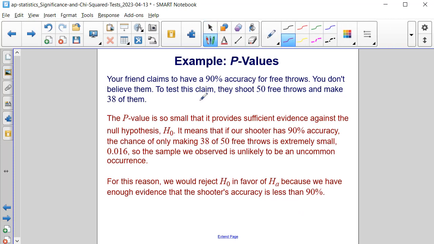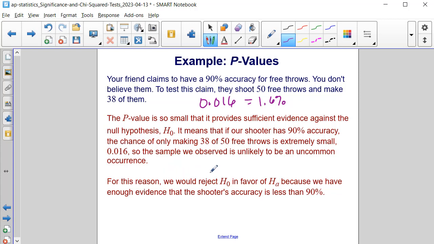So the p-value that was found, which was 16 thousandths, or 1.6%, is so small that it provides sufficient evidence against the null hypothesis, which was that our friend has a 90% accuracy with free throws. So that means if our shooter does have that accuracy, the chance of only making 38 out of 50 free throws is extremely small, our 16 thousandths, or 1.6%. So the sample we observed is unlikely to be a chance occurrence.